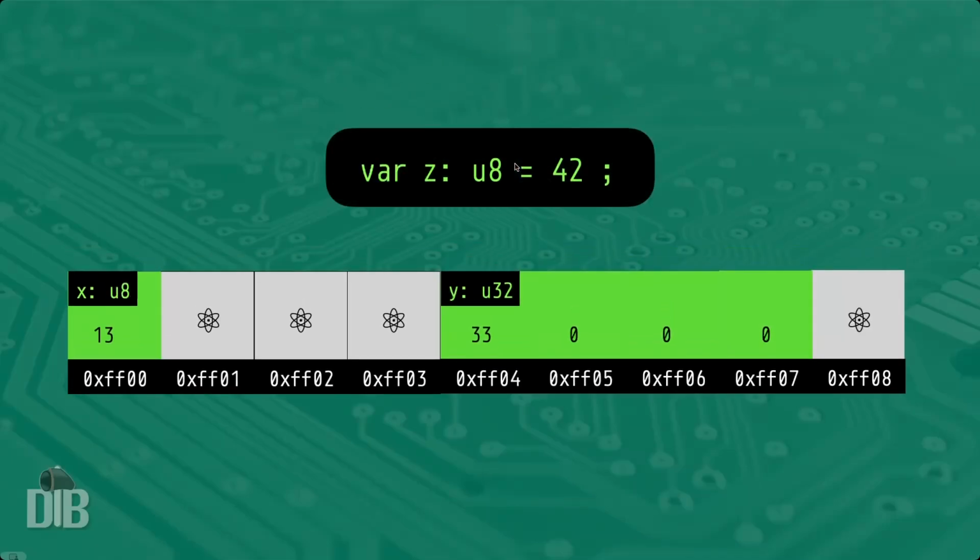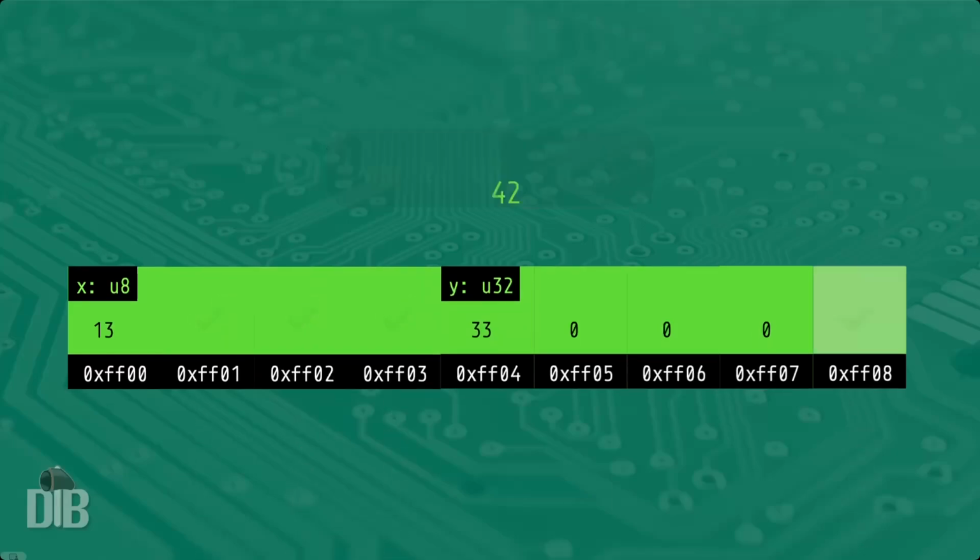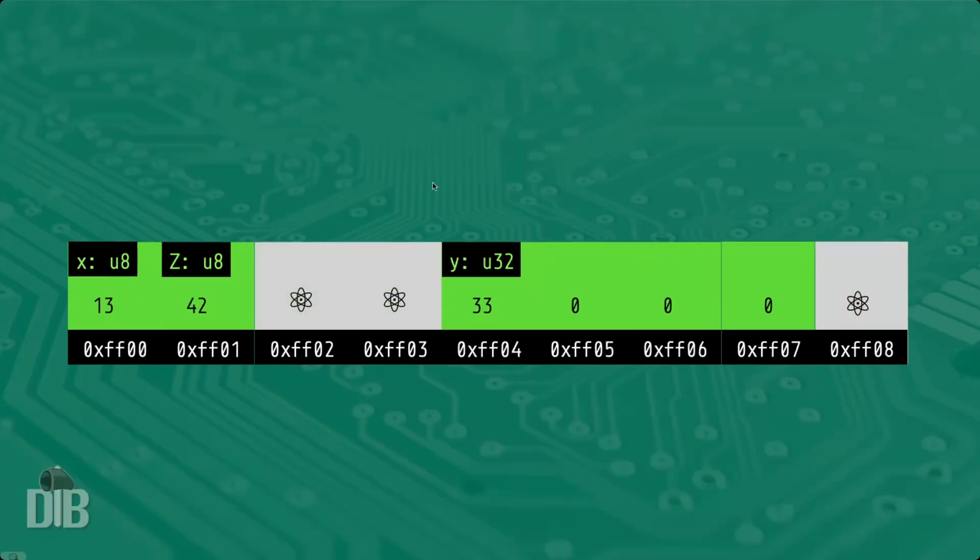Now, our third variable, which is once again a u8, we can basically place anywhere where we have space. So we could place that right there after our x, at the address FF01.